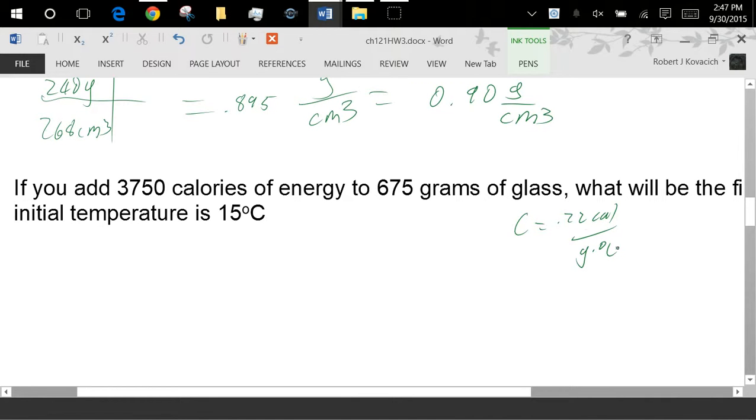Since I'm looking at glass, I can say that the specific heat for the glass is 0.22 calories per gram degrees C. And then what about that 15? That's telling me my initial temperature, right? So I am putting heat into it, but the thing started off at 15 degrees Celsius. All right, so what I'm looking for is a degrees C unit. So the way I would do this problem is I would say 1 gram times degrees C over 0.22 calories. That's how I would start my railroad track off. Why?